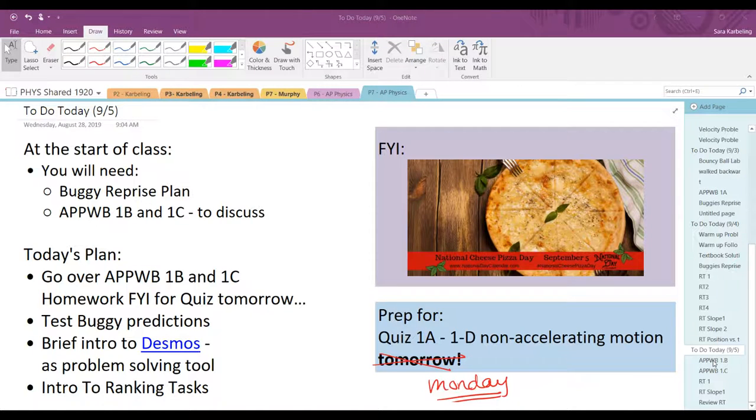Again, just to be very clear so everybody is on the same page, we are not quizzing tomorrow. We're going to quiz on Monday. Everybody's got that. Okay. We're going to go over our workbook problems from 1B and 1C today. I said this before, but these are intended to be part of our learning experience. So whether you have it all right or wrong is really not of consequence to me in this case.